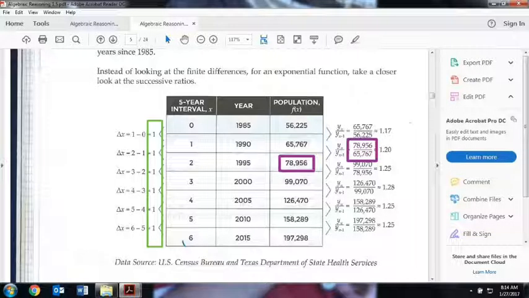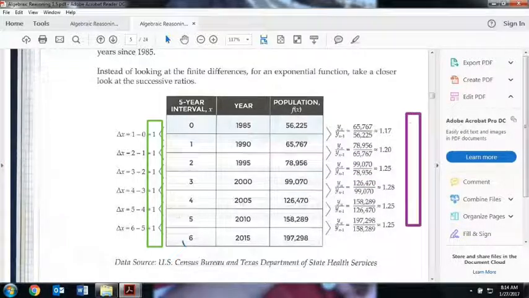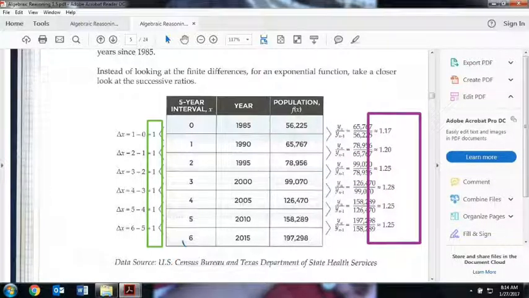So the next one is divided by the previous. The third one is that one divided by that one. And they found all these ratios, but they're not the same, but they're all pretty close. You got 1.17, 1.2, 1.25, 1.28, 1.25, 1.25. You got all of those. And so just like the linears, this is not perfect because real life is not perfect.